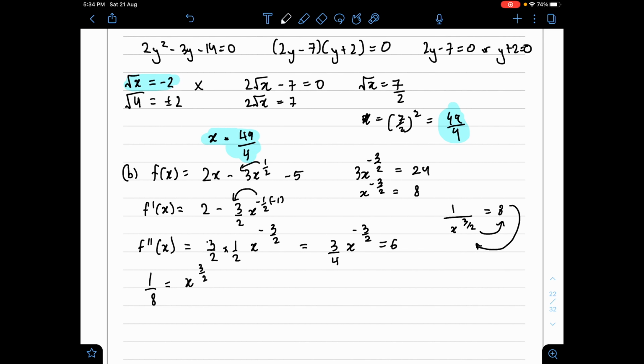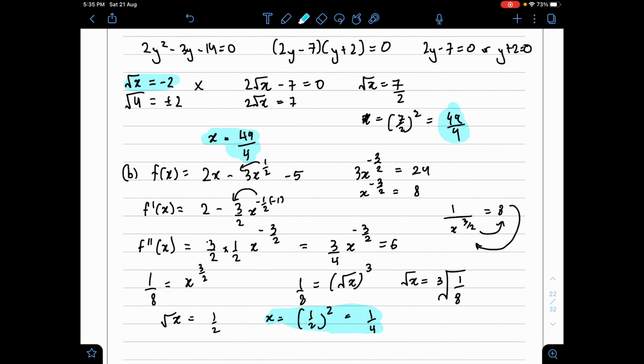So what does that actually mean? It means 1 over 8 is equal to root x, and the 3 over 2 means the denominator is a root and the numerator is cubed, right? So now we have to cube root 1 over 8. So root x gives us 1 over 2. So our x is 1 over 2 squared, that is 1 over 2 times 1 over 2, so that's 1 over 4. So our final answer is 1 over 4.